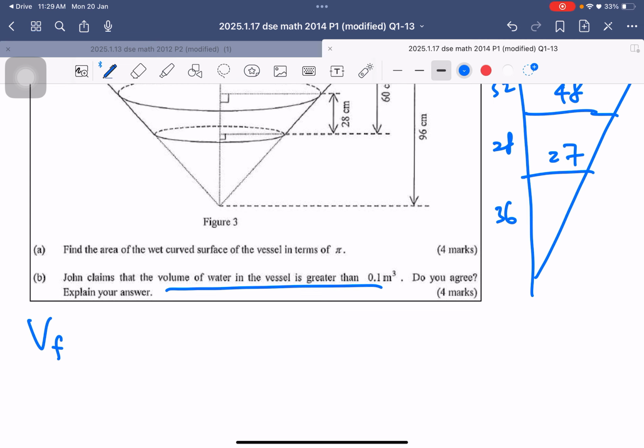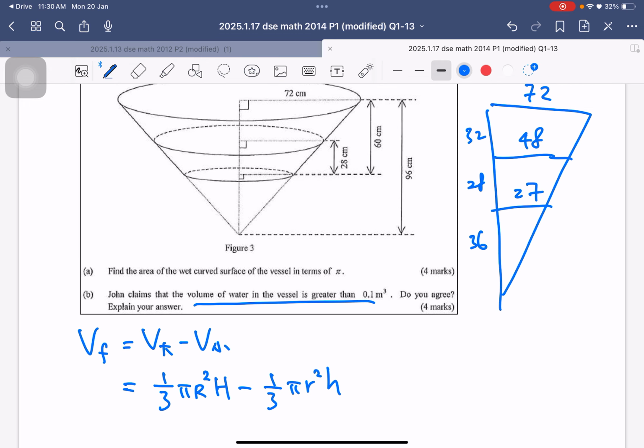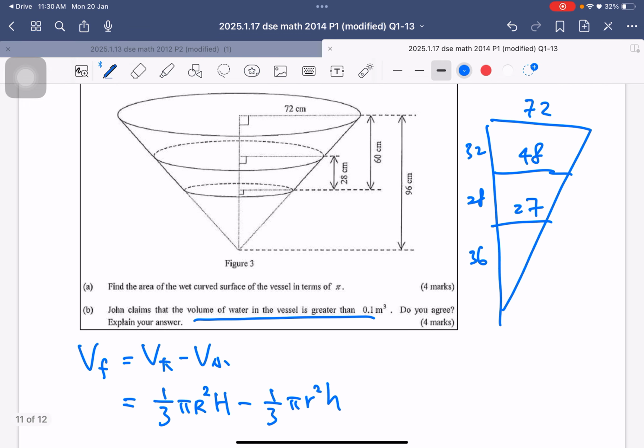The volume of the frustum is equal to the volume of the big cone minus the volume of the small cone, isn't it? Now what is the formula of the cone? 1 over 3 pi r squared times h minus 1 over 3 pi r squared h. Is this okay? Is everybody okay?